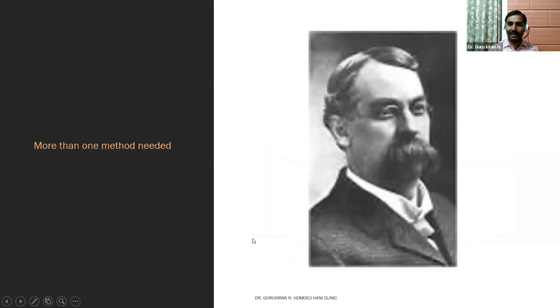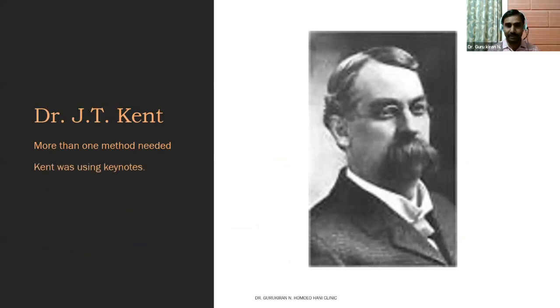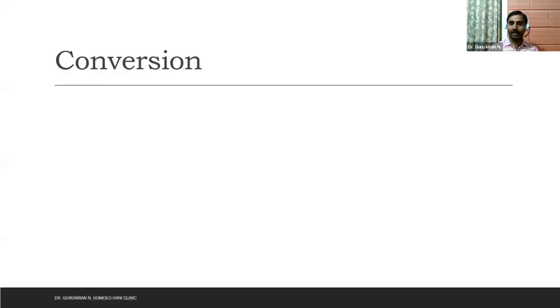So what Dr. J.T. Kent says is that more than one method is needed. Once upon a time, he was abusing some keynote prescribers in his literatures. But he also says Kent was also using keynotes. He also says keynote is very, very important to crack a case. We should also know one or more methods to analyze to reach the similimum. Okay. Now, that is part 1.